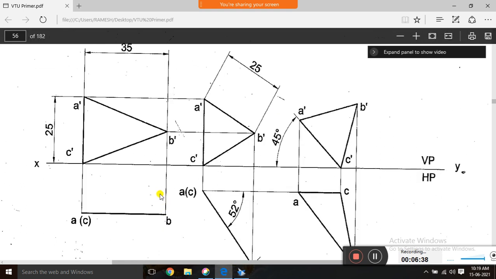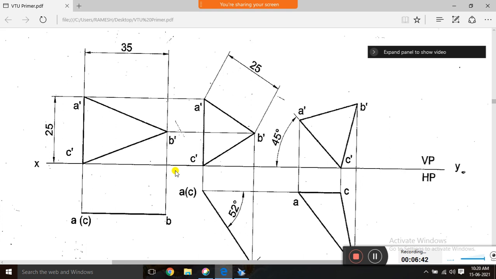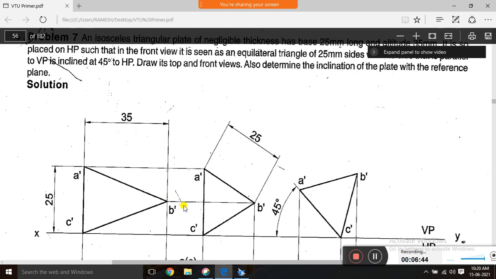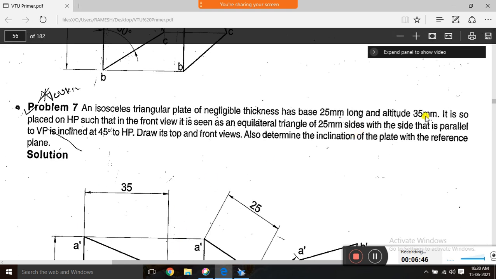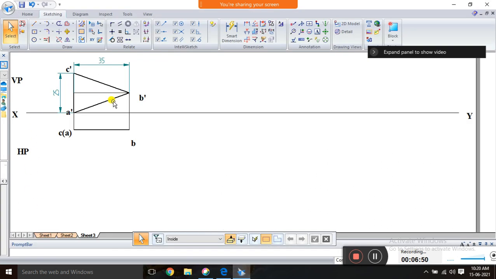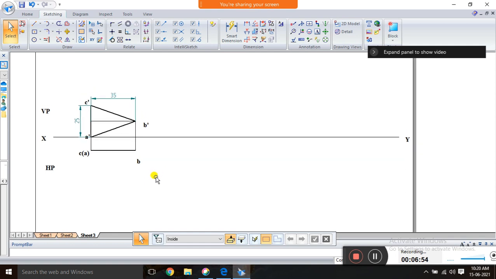Okay, see, the problem is either you can draw on the XY line, no problem, or you can take any convenient distance. It is not a problem. Okay, the first position is over. We draw on first position. Clear? The second position is, they are not given VP inclination because we write it on the VP first.